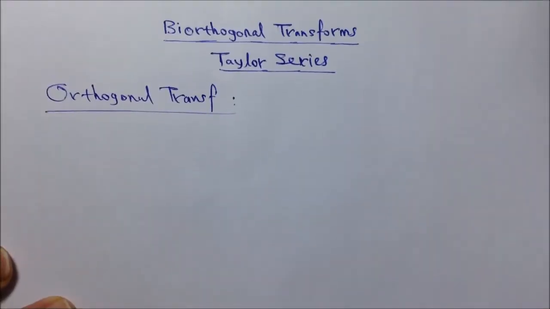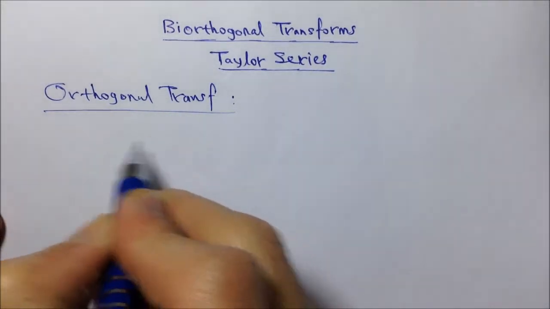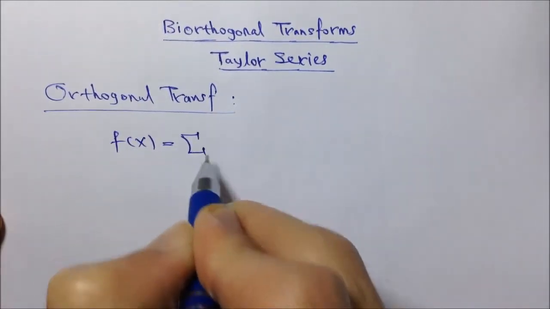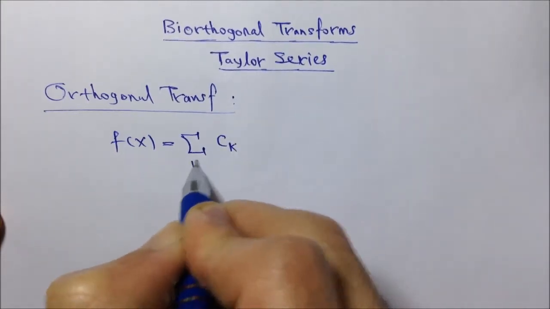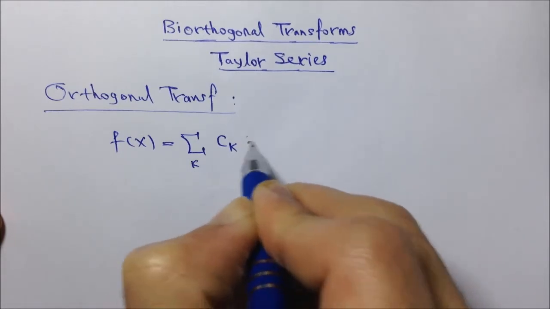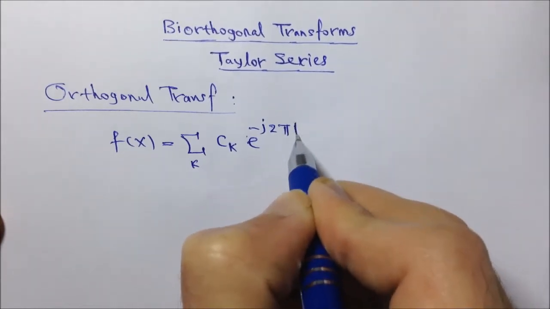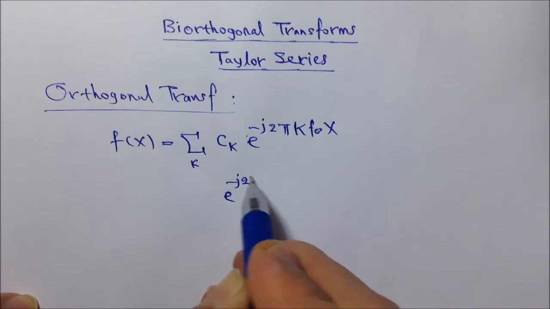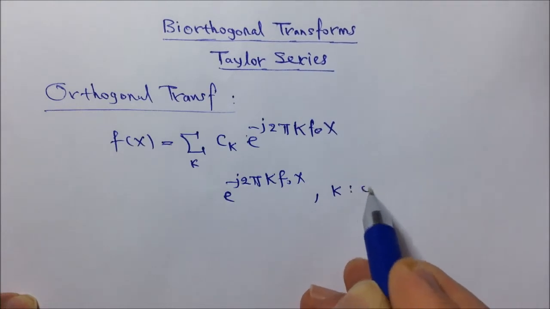Now, the Fourier series represents a perfect example of this kind of transformations, where we assume that a function like f of x can be decomposed or reconstructed by adding up a scaled kernels from some family like k f naught. So this is the family of kernels. Let's just define it by e to minus j 2 pi k f naught x, where k runs from 0 to infinity.